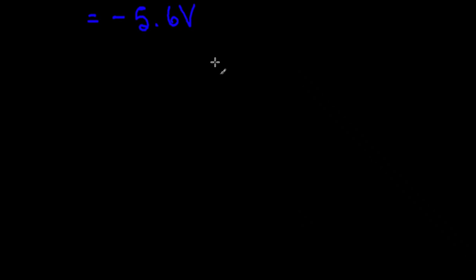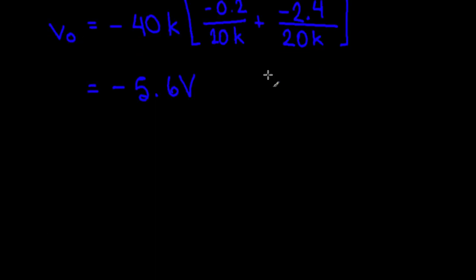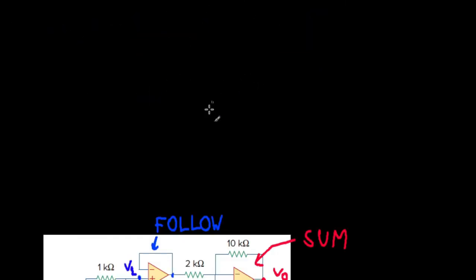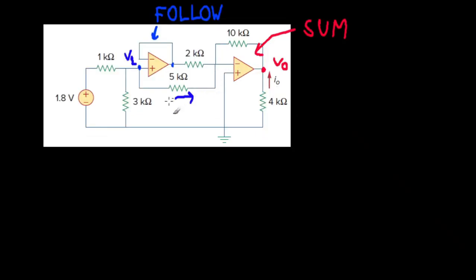However, in these problems, I think I just forgot to say that we also need to be a bit aware of those conditions for an ideal op amp, especially the two golden rules that we saw: the currents at the input terminals are zero, and the inverting input is equal to the non-inverting input. So we just need to keep those in mind, because they're really helpful sometimes, especially here.